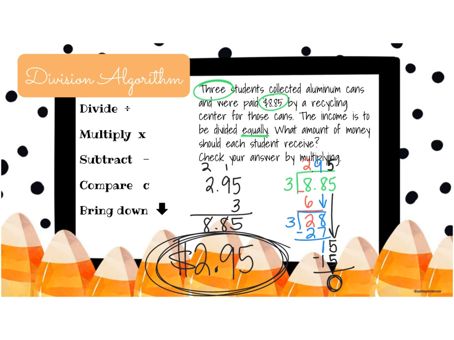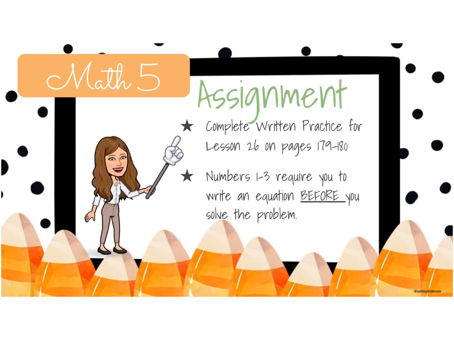Okay? All right. Your assignment A is on pages 179 to 180. You're doing all of the written practice 1 through 30. Again, numbers 1 through 3 require you to write an equation before you solve it. Okay? I'm going to pass out your papers to you. As soon as you get it, you can begin.